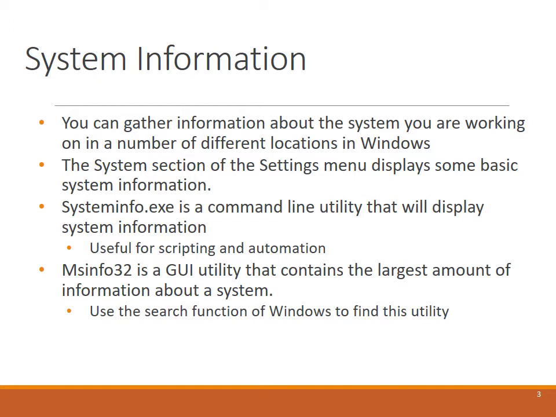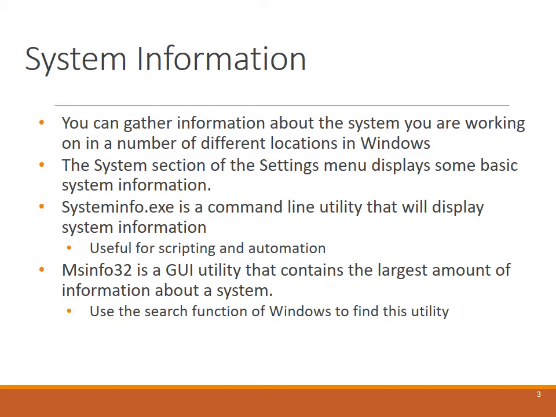There's a command line utility you can run called systeminfo.exe, which will display some more system information. What's really useful about this utility is that you can use it for scripting and automation. Let's say you have a lab of 30 different computers, and you need to pull the processor information from all 30 of them. You can use systeminfo.exe in one of your scripts to grab that information.